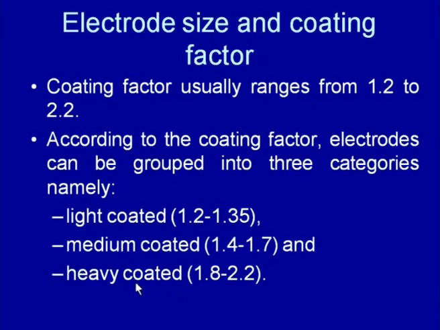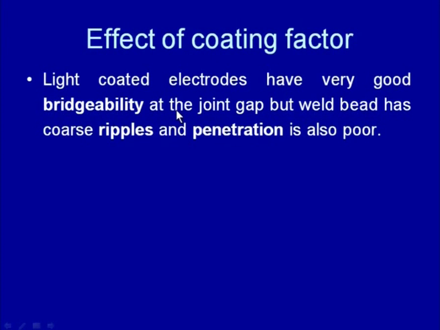Heavier means higher is the coating factor, greater will be the thickness of the coating around the core wire. So, this in turn affects the quality of the weld joint being made in respect of three parameters. One is bridgeability, another is the shape of the weld bead which is being formed, and third is the penetration. These are the three factors which are significantly affected by the coating factor being used.